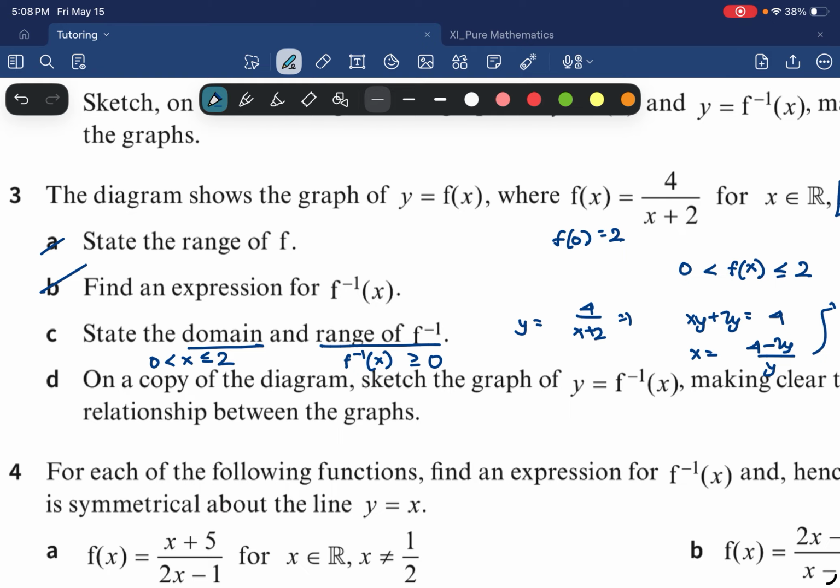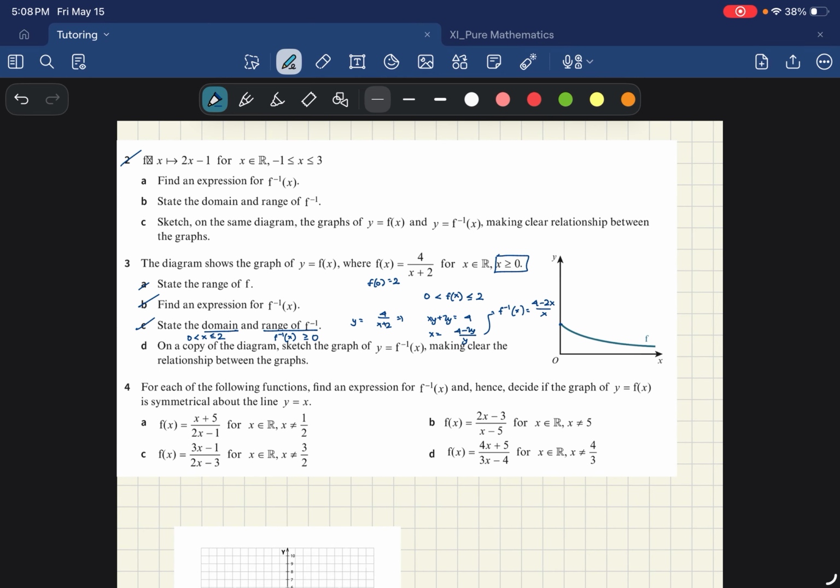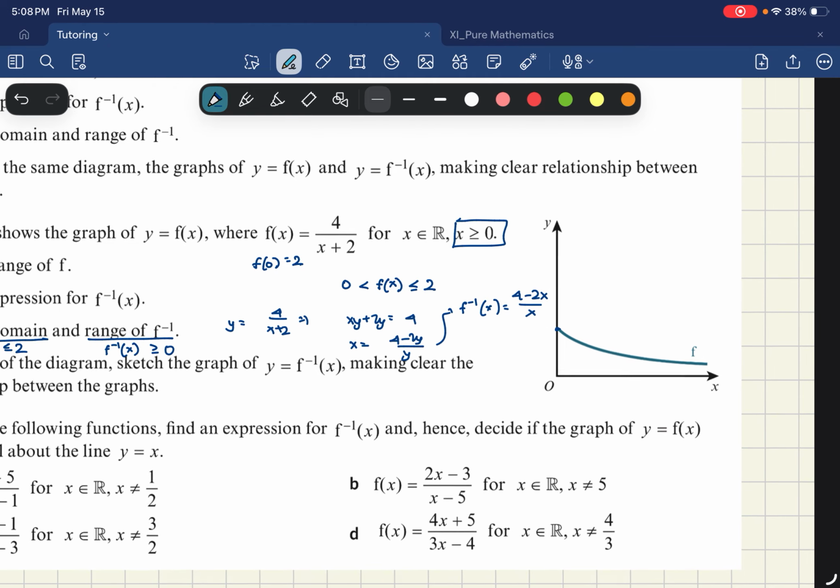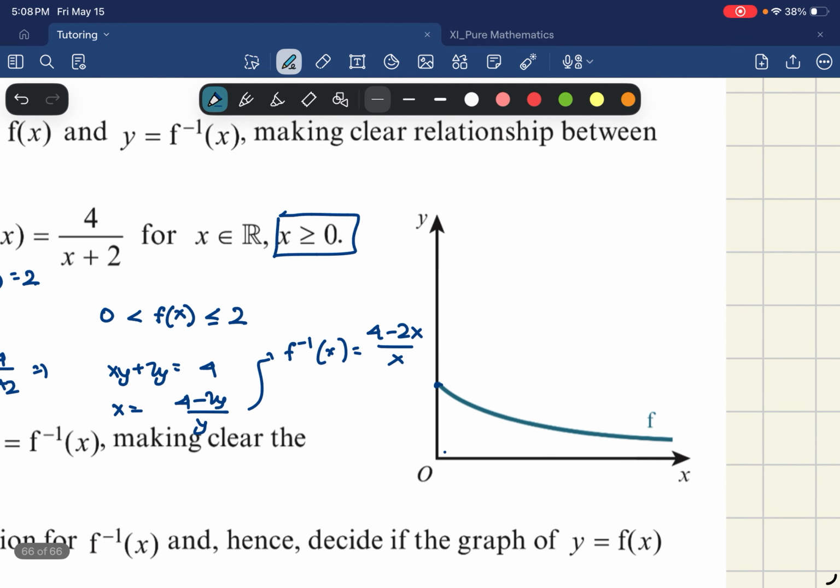All right. On a copy of the diagram, sketch the graph of f inverse of x, making clear the relationship between the graphs. All right. So you want to draw your y is equal to x, right? So if I have 0, when my x value is 0, my y value is 2.